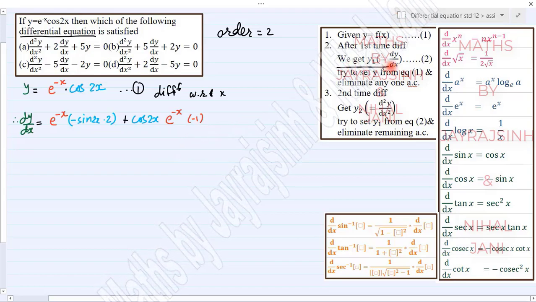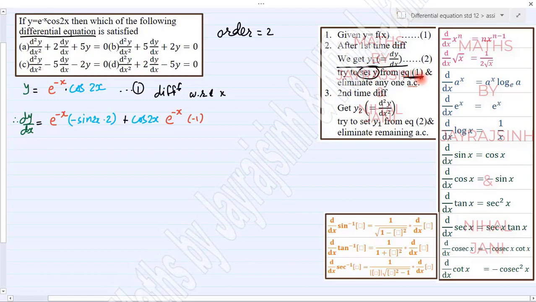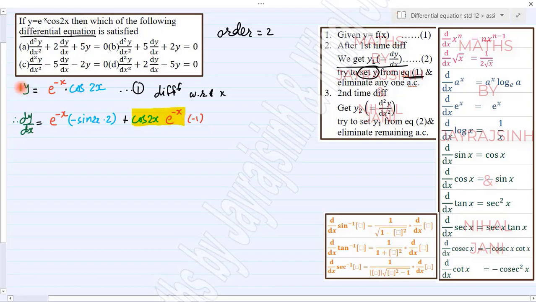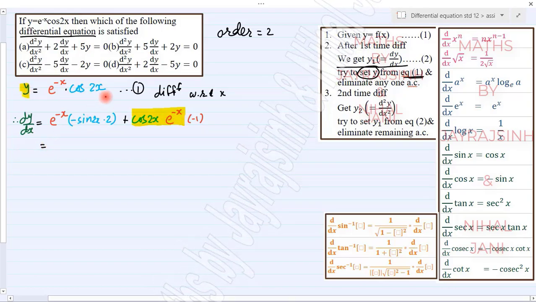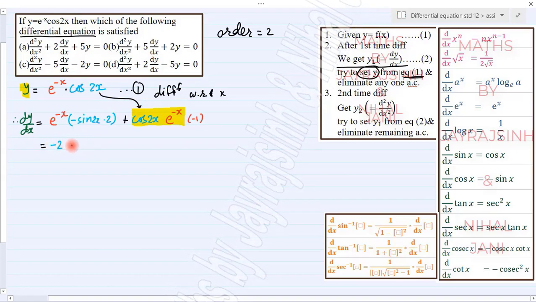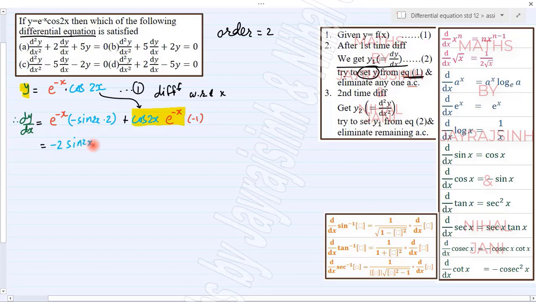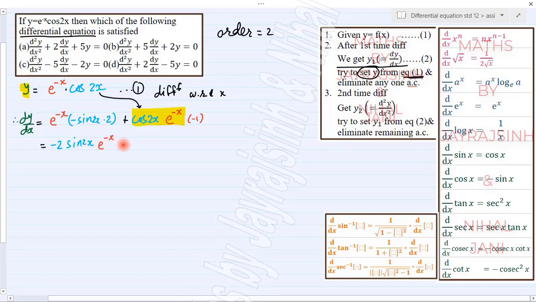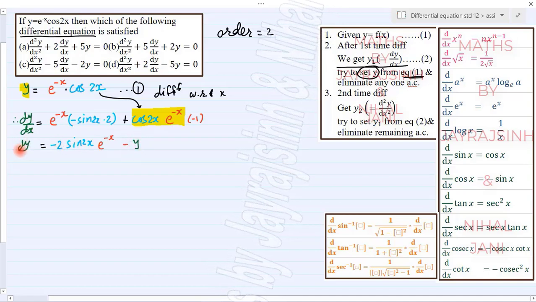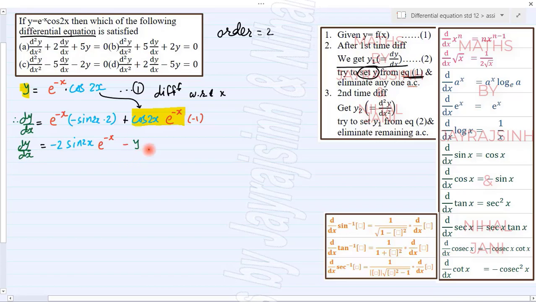Now, once we get dy by dx, we need to set y from equation number 1, and we know that in equation number 1, it is given that e raised to minus x into cos 2x is simply y. So let's substitute the value of y. So we will get minus 2 sin 2x into e raised to minus x, then minus of y. So we get the simplified form of dy by dx.